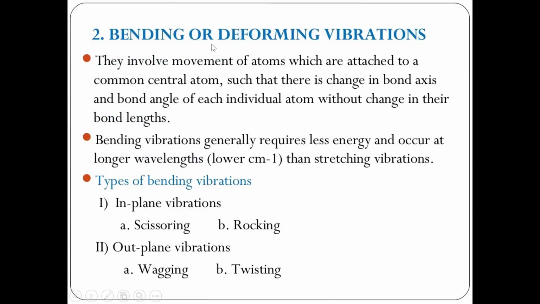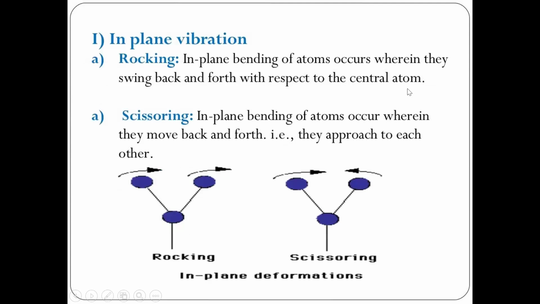The next type of vibrations are bending vibrations. Bending vibrations are of two types: in plane bending and out of plane bending. In bending vibration, there is a change in the bond angle and bond axis. In plane bending, the atoms swing back and forth with respect to the center atom. You can see the rocking vibration. These two atoms move towards the right direction or they move towards the left direction.